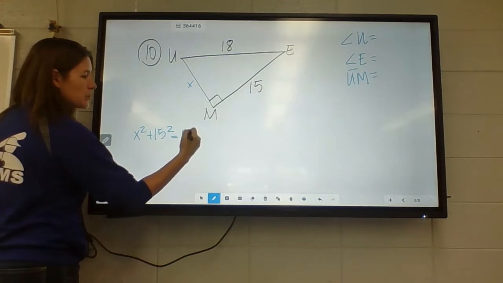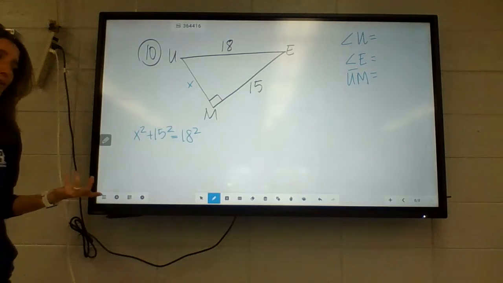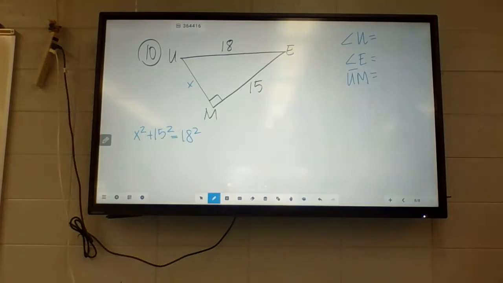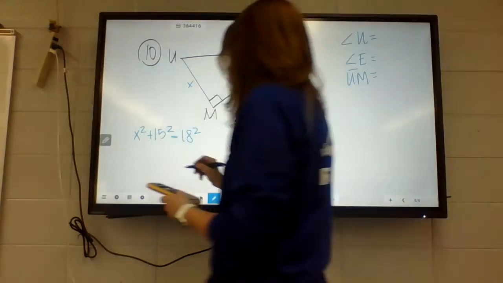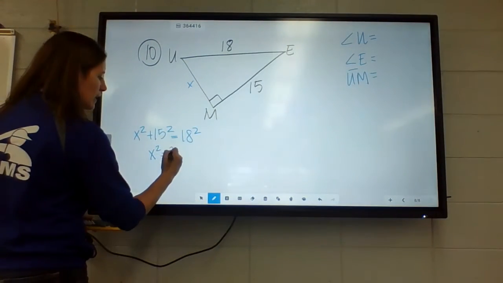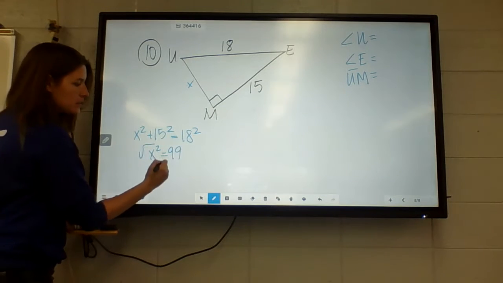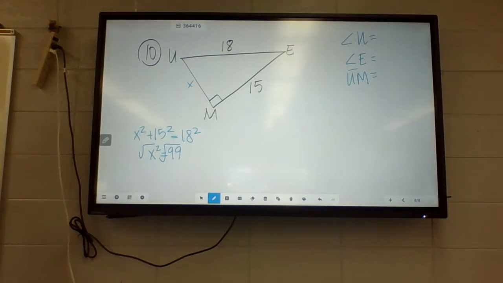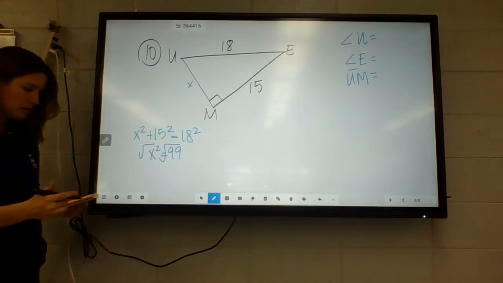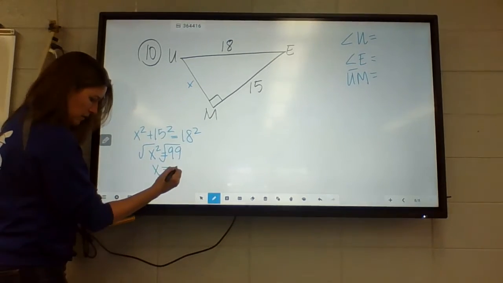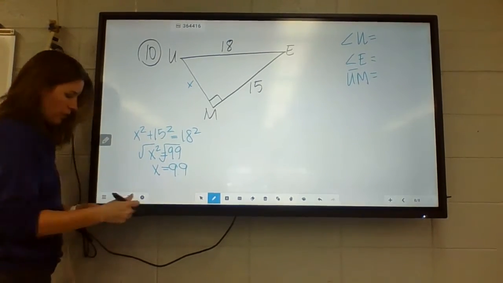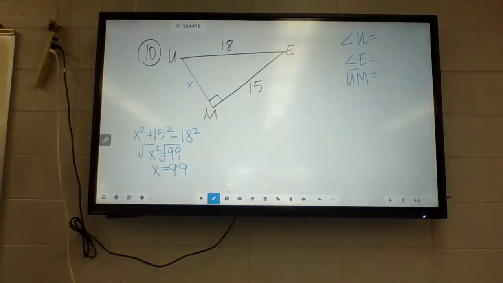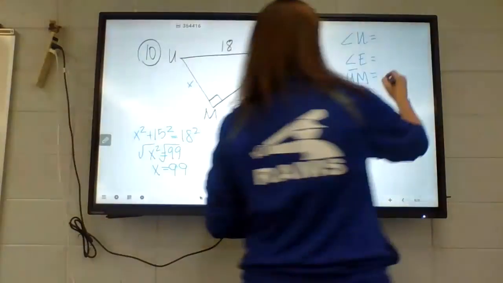But some of you, once you learn trig pretty well, though, you might prefer trig over Pythagorean theorem. So I get x squared is 99, and then it's the square root of 99, which is 9.9.